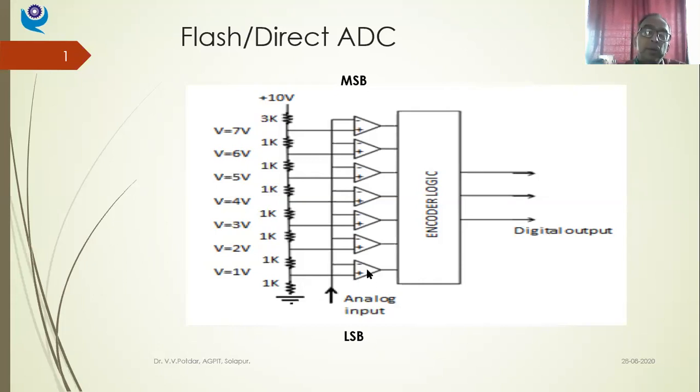Out of the two input terminals of the op-amp, one inverting terminal is connected to the analog input, and all the non-inverting terminals are connected to a reference voltage. Now in this case, we have provided plus 10 volt. It's not necessarily every time the voltage should be plus 10 volt. It can be 12 volt even. It can be 5 volt even.